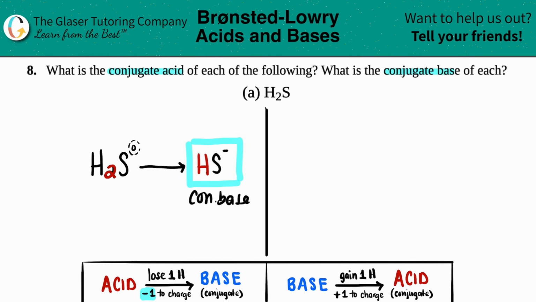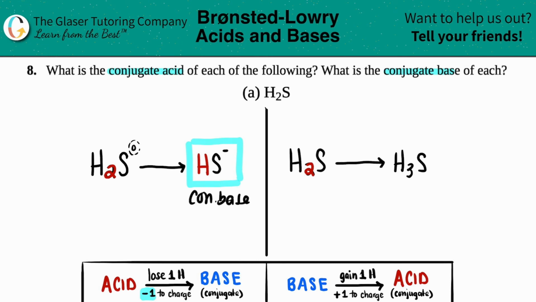Now, let's pretend that H2S was acting as a base. What would be the conjugate acid? Well, on the flip side, remember an acid is always 1 more hydrogen. So, if I had H2S and I wanted to find the conjugate acid, all I would have to do is just bump this number up 1. So instead of H2S, it would be H3S.